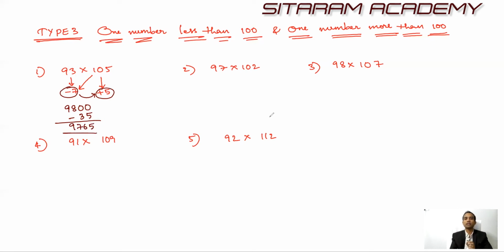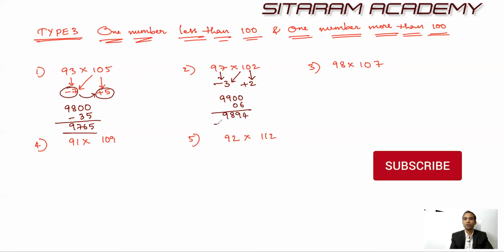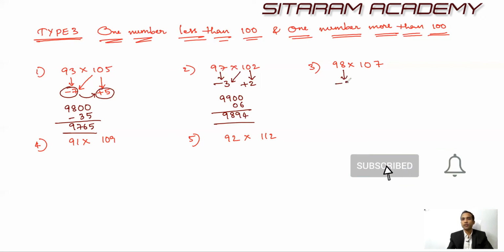So this is a little different from the other two types. Now you see here, this is 3 less than 100 and this is 2 more than 100. And 102 minus 3 is 99, and we have to take 2 zeros. 3 2s are 6. So 9900 minus 6 will become 9894.